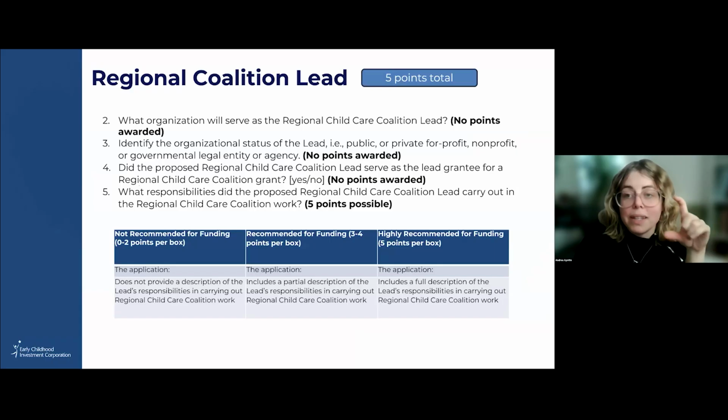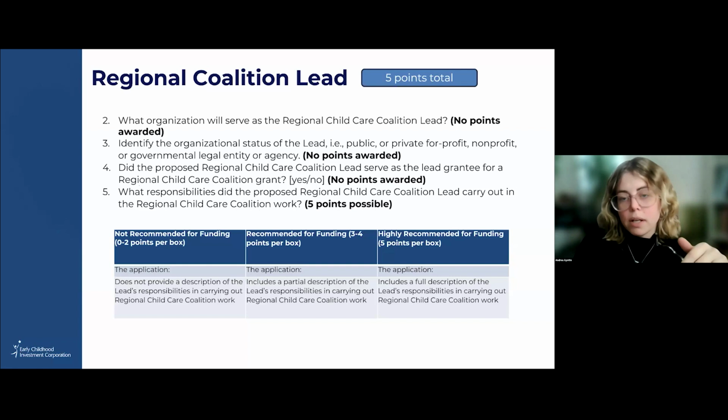And so we're going to talk about the leads and the co-leads that we talked about before. Joan had mentioned that these questions are here in the application that provide the opportunity for both leads and co-leads to answer and talk through these questions. So you can see here, thank you, Heather, for linking it in the chat, that we have no points for those demographic questions, right? So what organization serves as the lead, identify the status. Were they a lead for our former regional childcare planning grant opportunity?